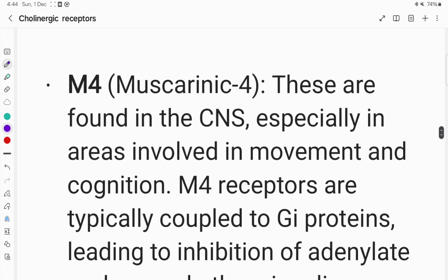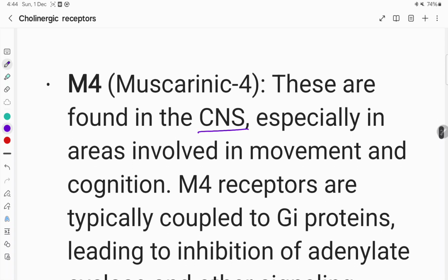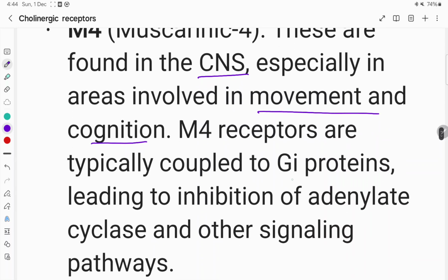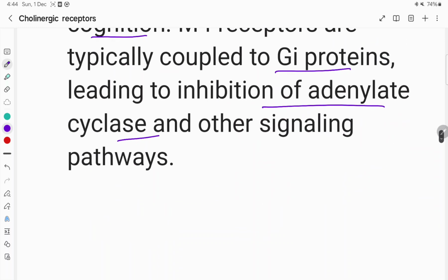Then M4 is mainly found in the CNS and mostly involved in movement and cognition, and is coupled with Gi proteins, leading to inhibition of adenylate cyclase.